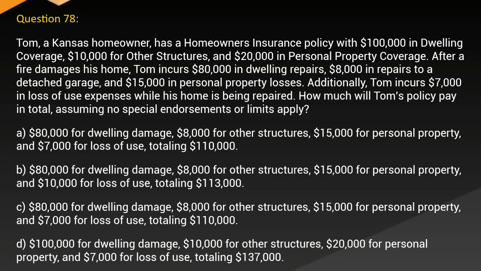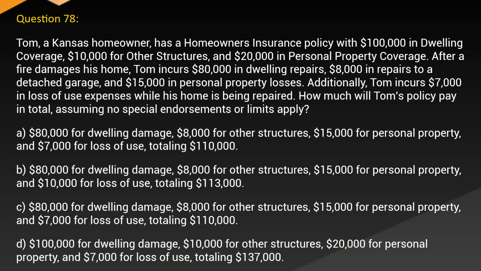Question 78. Tom, a Kansas homeowner, has a homeowner's insurance policy with $100,000 in dwelling coverage, $10,000 for other structures, and $20,000 in personal property coverage. After fire damages his home, Tom incurs $80,000 in dwelling repairs, $8,000 in repairs to a detached garage, and $15,000 in personal property losses. Additionally, Tom incurs $7,000 in loss of use expenses while his home is being repaired. How much will Tom's policy pay in total, assuming no special endorsements or limits apply?